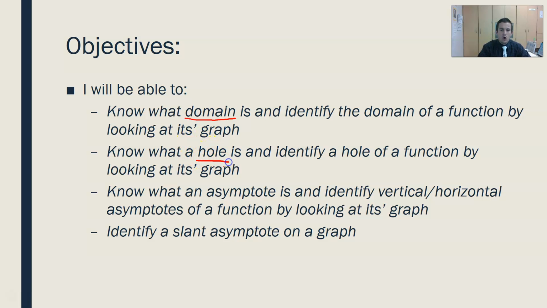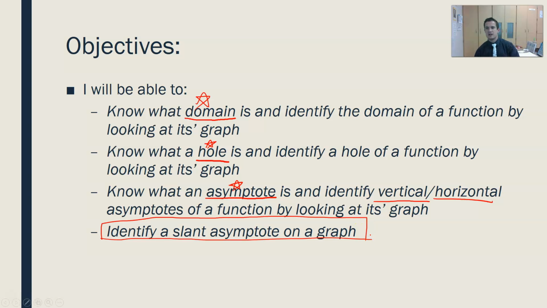I want you to know what a hole is and identify a hole of a function by looking at its graph. I want you to know what an asymptote is and identify vertical and horizontal asymptotes of a function by looking at its graph. So we're going to look at some graphs, identify these different and a couple other key characteristics. And then this last objective, identifying a slant asymptote on a graph, this is going to be an honors topic, so if you want to look into that, I can explain it to you later, but I won't specifically cover it in this video.